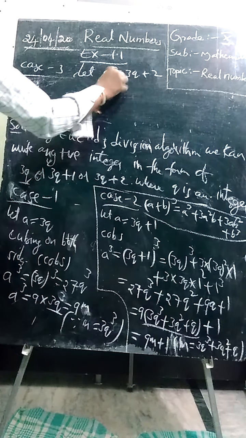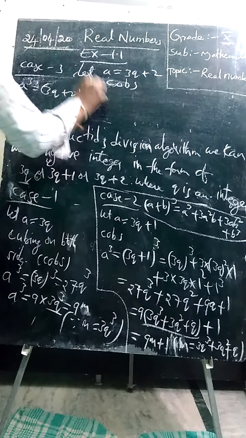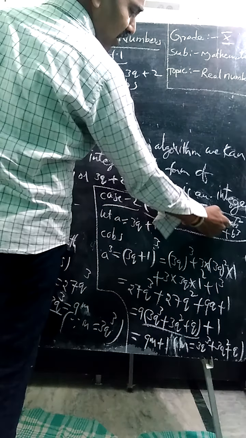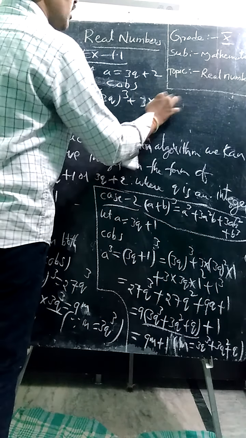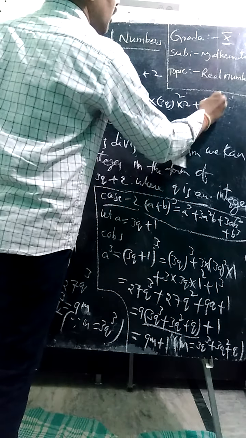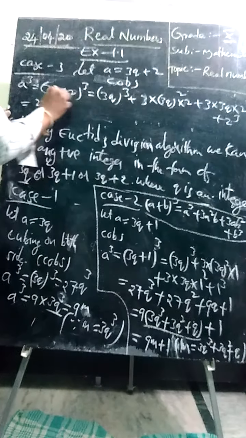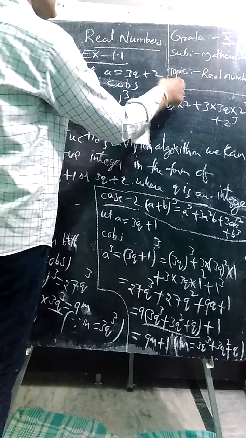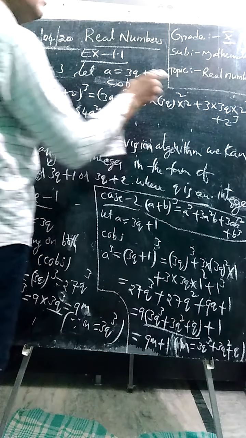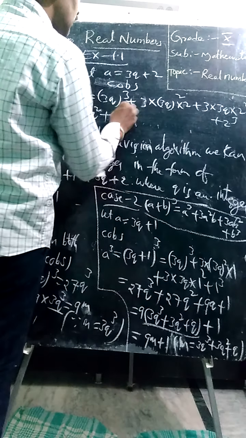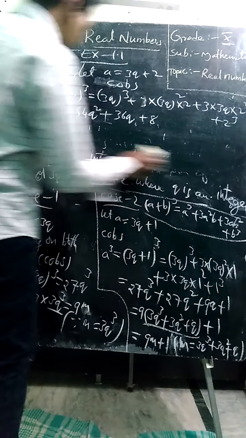Now cubing on both sides, a cube is equal to (3q plus 2) whole cube, which is in the form of a cube plus 3a square b plus 3ab square plus b cube. Here a is 3q and b is 2, so (3q) whole square into 2, plus 3ab square, plus 2 cube. Then we have 27q to the power of 3 plus 3 into 9q square, 9 into 3 is 27, 54q square, plus 4 into 3 is 12, 3 into 12 is 36q, plus 8.